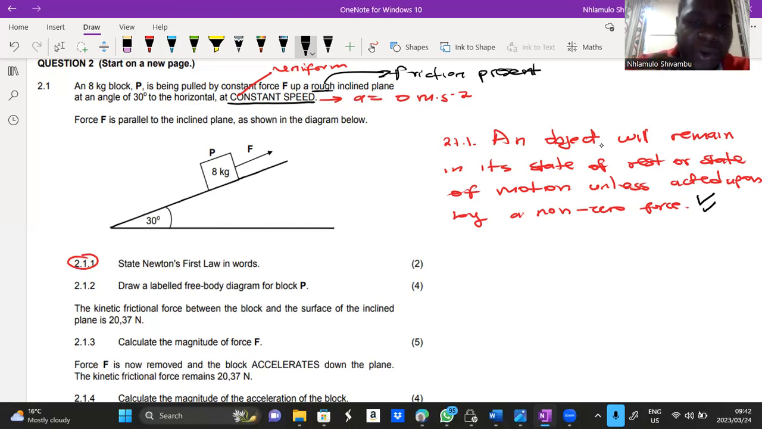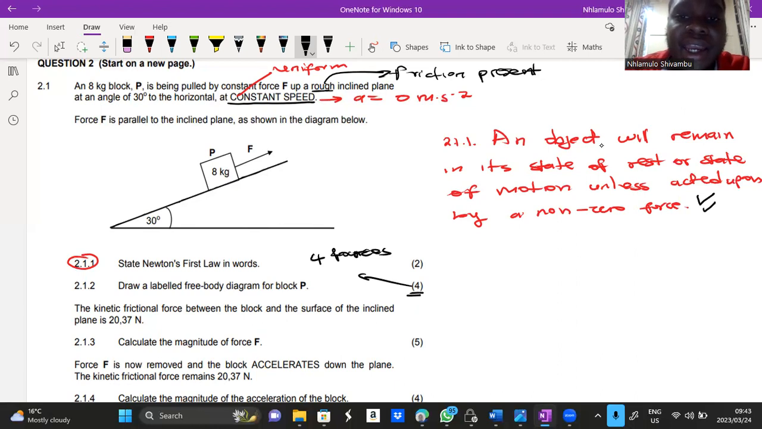In the drawing of a free body diagram, we're going to check the marks allocated for that particular question. We see that in this question, the marks allocated is 4 marks. So 4 marks means 4 forces. You know that in this particular free body diagram, we're going to draw 4 forces because of the mark allocation. So it's 1 mark per force.